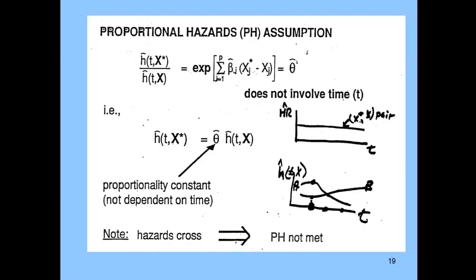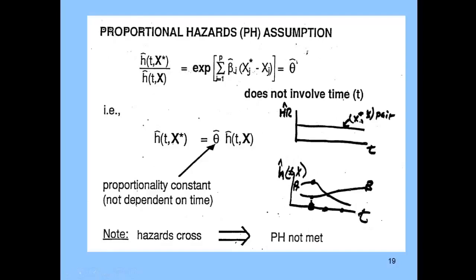That's what this says. So these are two ways to say it. One way is that the hazard ratio is constant. The other way is to say you get one hazard from the other by multiplying one of them by some constant that doesn't depend upon time. It only depends upon the x star and the x's. It'll be different depending upon the x star and x's.